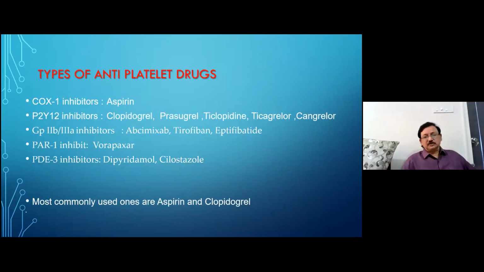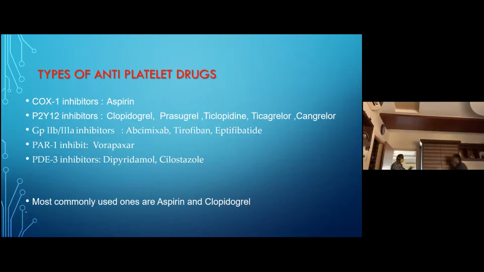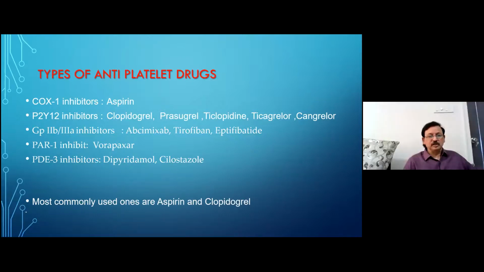So what are the types of antiplatelet drugs? As you all know, we routinely use only aspirin and clopidogrel, but to be complete, there are also many other newer drugs available: clopidogrel, prasugrel, ticlopidine, ticagrelor, cangrelor. All these are available in the markets. Some of the cardiologists use them, but the common ones are aspirin and clopidogrel.